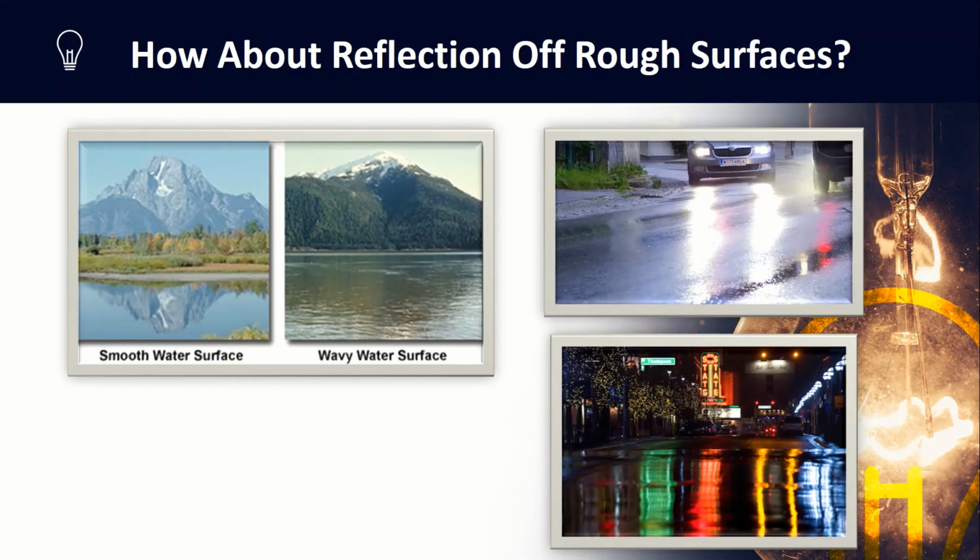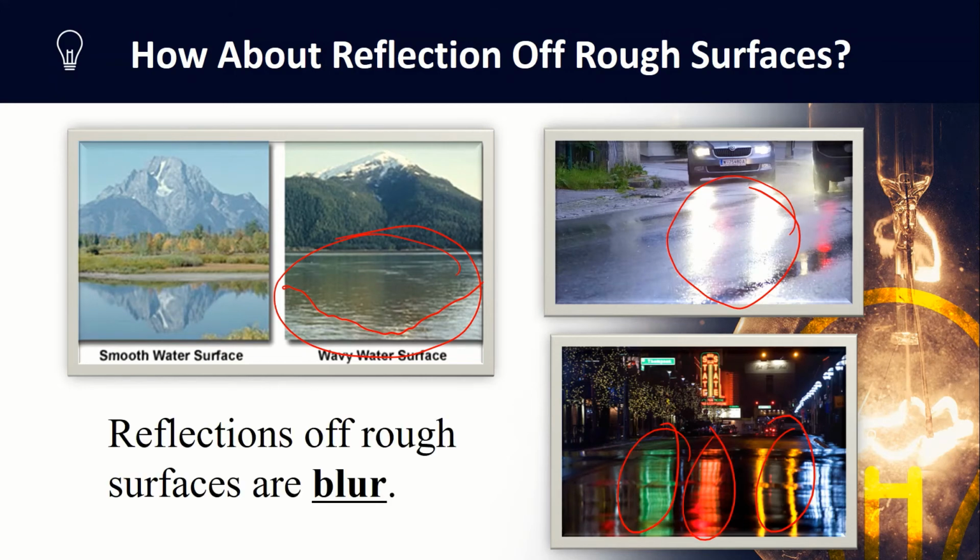Okay, moving on. How about rough surfaces? Take a look. When the water surface is wavy, let's say there's a wind passing through and the water surface is not calm, you can see that the reflection of the mountain here is not clear, it's not high definition. How about the light from the car itself? Also not clear. Same for the reflected light of buildings and street lamps, also not sharp. So reflections of rough surfaces are blurred or simply not sharp. That's what it means by blur. Of course, we all know what blur means.